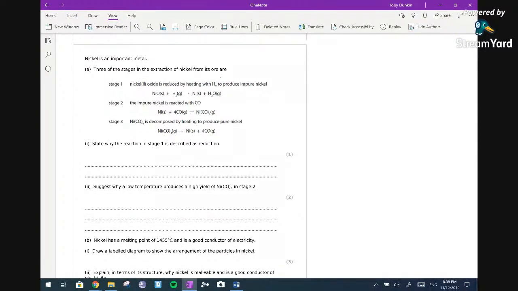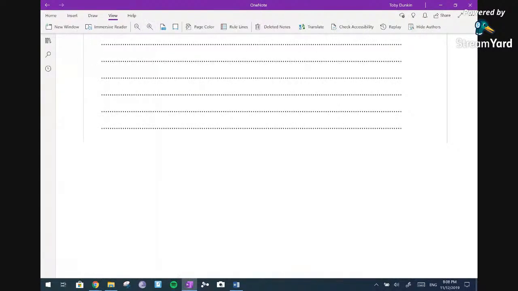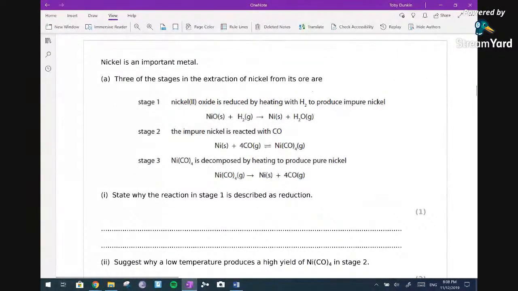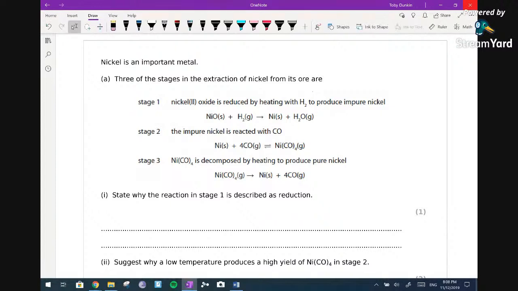Right, next one. State why the reaction in stage 1 is described as a reduction. Right, now this is a great question. This is the first real GCSE one that we're now seeing. Let's have a quick look. Stage 1 is here, and it says, why is it described as a reduction? Well, in reality, the reaction is a redox, but we are extracting a metal, so we tend to call it a reduction. But what they want me to say is it's a reduction because nickel oxide is losing oxygen to become nickel metal. That's what they want us to say.